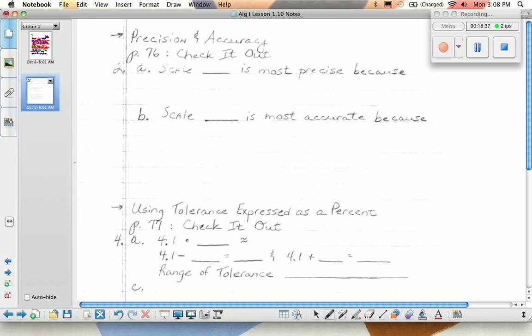So I want you to look on page 76. I want you to look through that problem number 2. Read through the problem, and then we'll work out the 2A and 2B here.